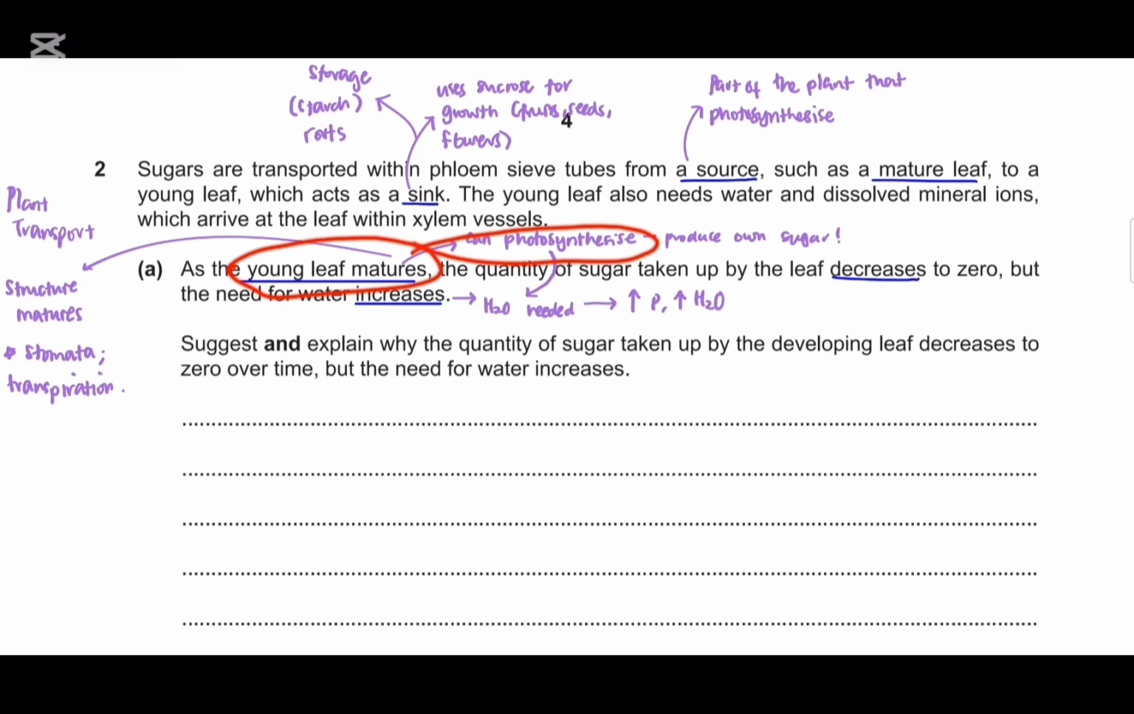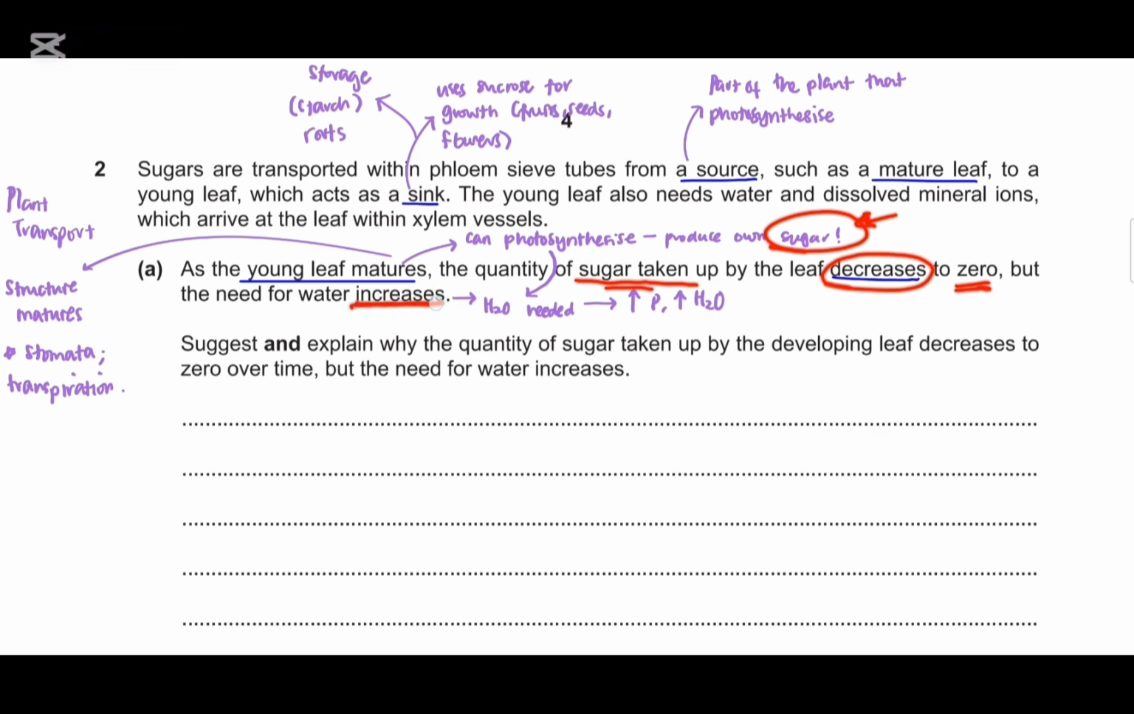Why can it photosynthesize? Because the structure has already matured. That means it will have all the organelles that it needs, for example chloroplasts. Once they become a mature leaf, they have the ability to produce their own sugar. So that's why the sugar decreases over time and in the end reaches 0, because they don't need to take up sugar, they can make their own. But as they mature, water intake increases.